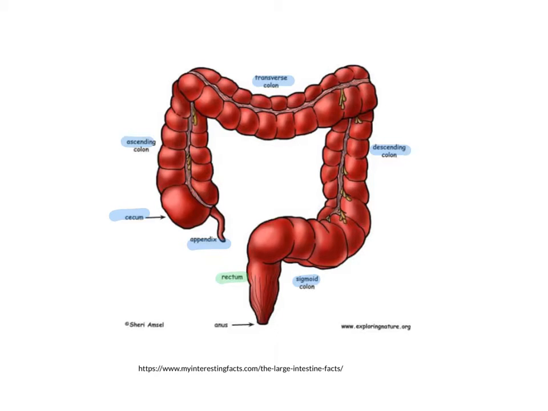And we'll also talk about the anal canal and the anus, which is the last part of the large intestine and is about 3 centimeters long. It also has 2 sphincters, one internal, which is involuntary, and one external, which is voluntary, which we'll talk about later.